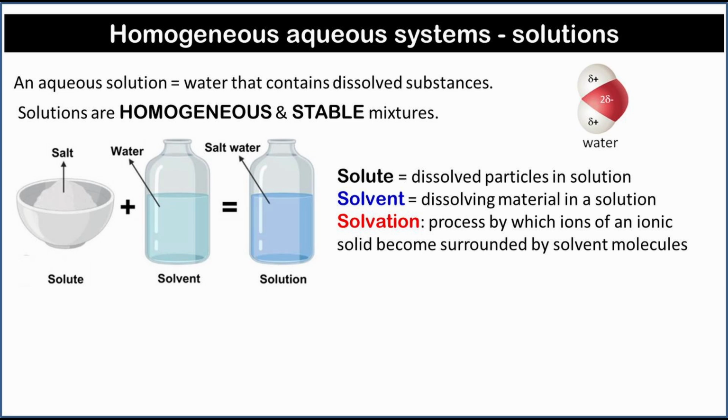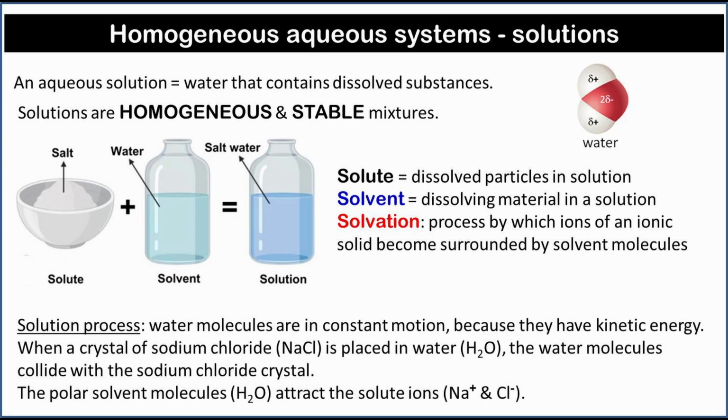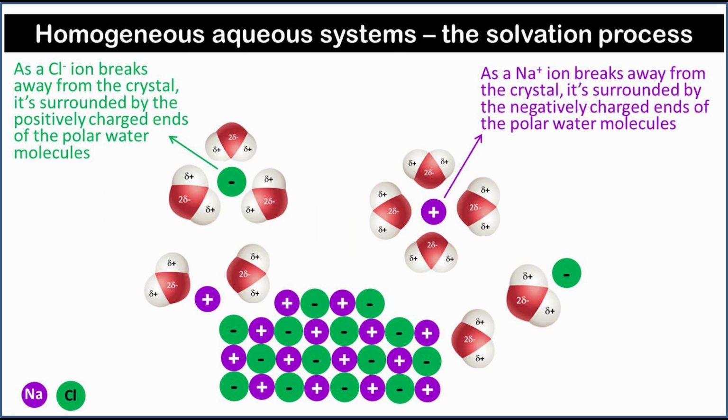Solvation is the process by which ions of an ionic solid become surrounded by solvent molecules. Water molecules are in constant motion, because they have kinetic energy. When a crystal of sodium chloride is placed in water, the water molecules collide with the sodium chloride crystal. The polar water solvent molecules attract the solute ions. Let's have a look at how the solvation of an ionic solid in water works.